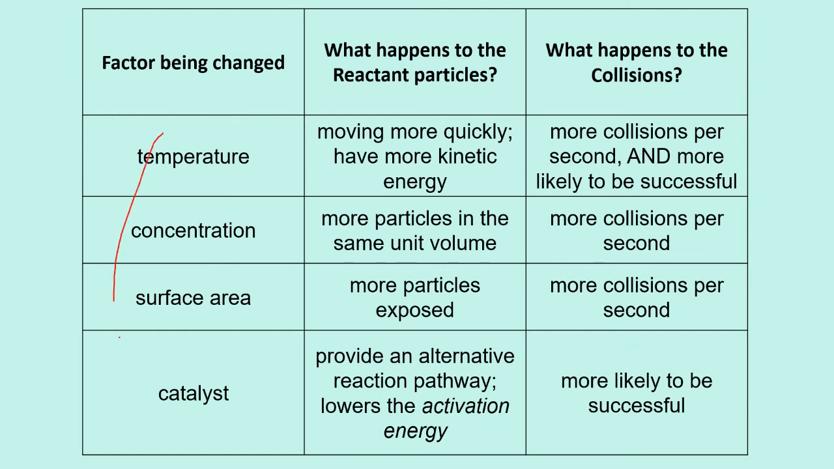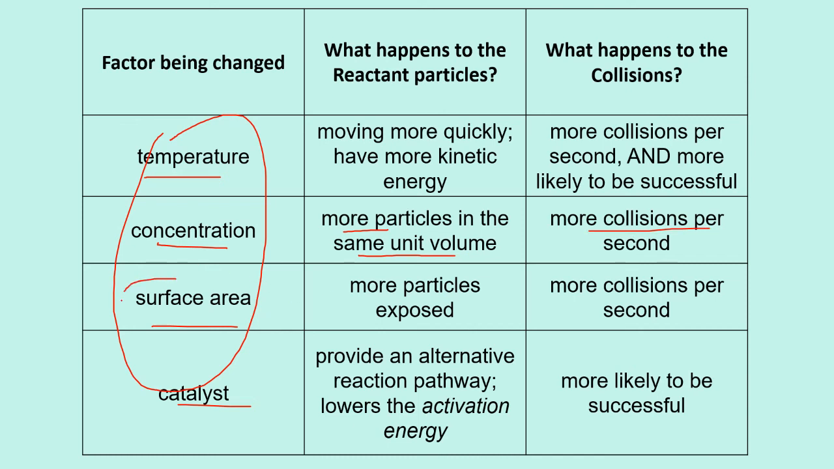So these are the 4 things. Now this relates to our external as well: temperature, concentration, surface area, and catalyst. So temperature, the particles are moving more quickly and have more kinetic energy, so there's more collisions per second and they're more likely to be successful. Concentration, there are more particles in the same unit volume, so there's more collisions per second.